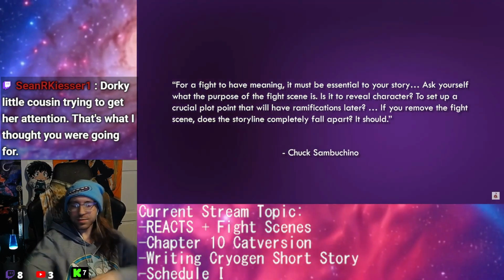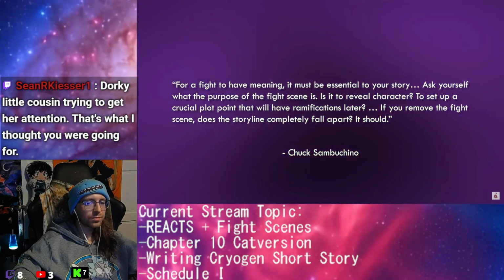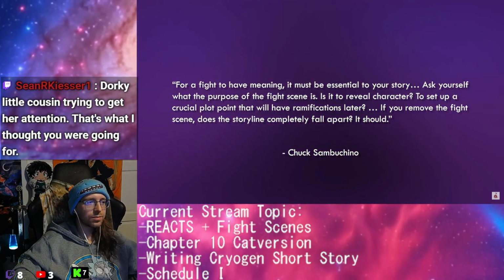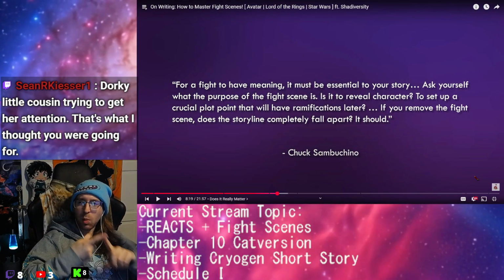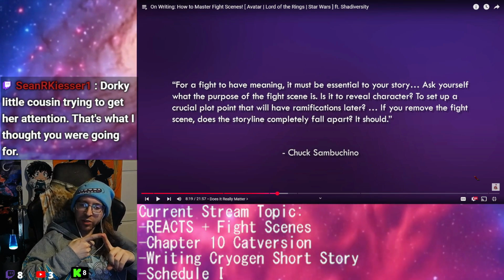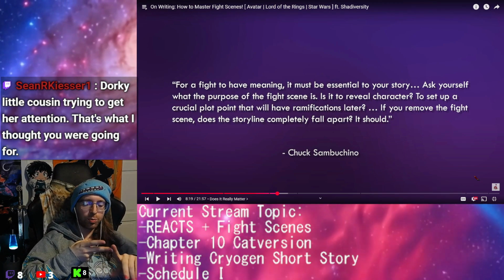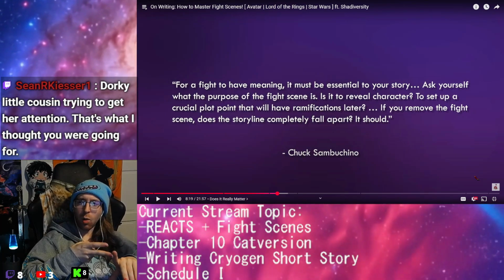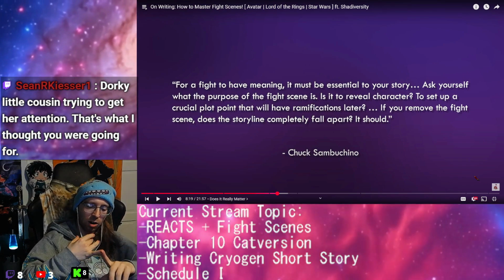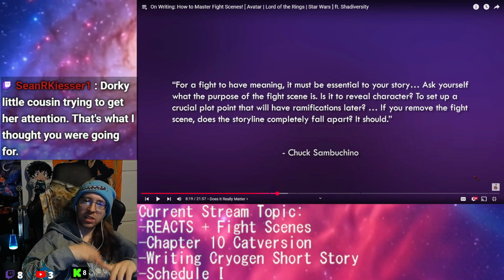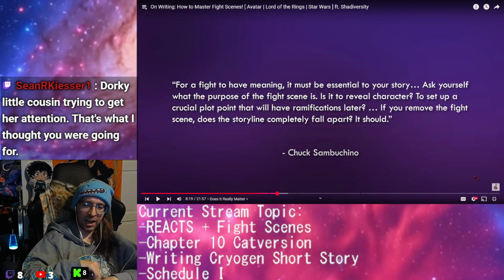What is the purpose of the fight scene? Is it to reveal character, to set up a crucial plot point that will have ramifications later? If you remove the fight scene, does the storyline completely fall apart? It should. Yeah, because people would be asking, okay, well, why is there no damage to the dungeon if people have gone in there before? Why is there no sign of anyone else ever going in there? Why are the puzzles not solved? Why are the enemies not killed? So it's like the dungeon obviously hasn't been cleared yet.